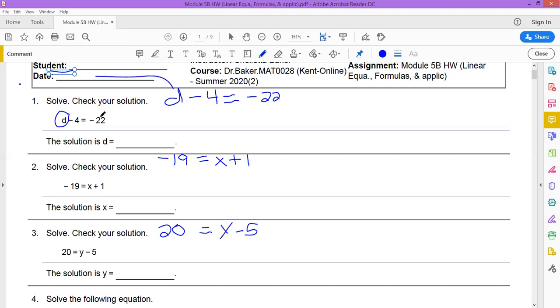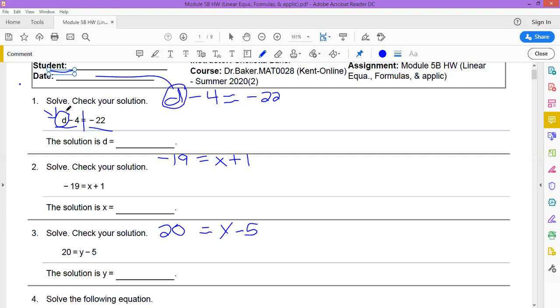Now you can probably look at d minus 4 and determine what number you would take 4 from to get negative 22. But the way you solve it algebraically is this: the equal sign divides the equation into two sides. On the left you have d minus 4, and on the right side we have negative 22. Because we're trying to solve for d, our goal is to get d by itself, always. So you'll see me circle the letter because that's our goal. We want to get this letter by itself.